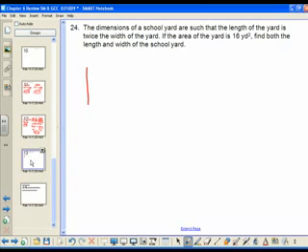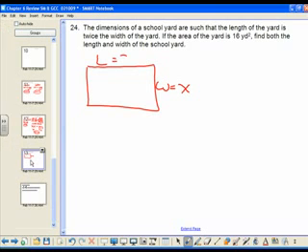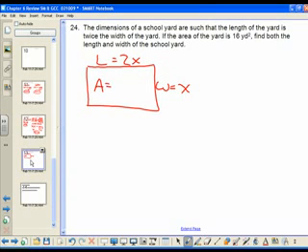Always draw pictures. So we have a rectangle that has some length and it has some width. And our question here says, how does the length compare to the width? Twice the width. So if W were X, L is going to be 2X. And they also told us that the area is 16 yards squared.